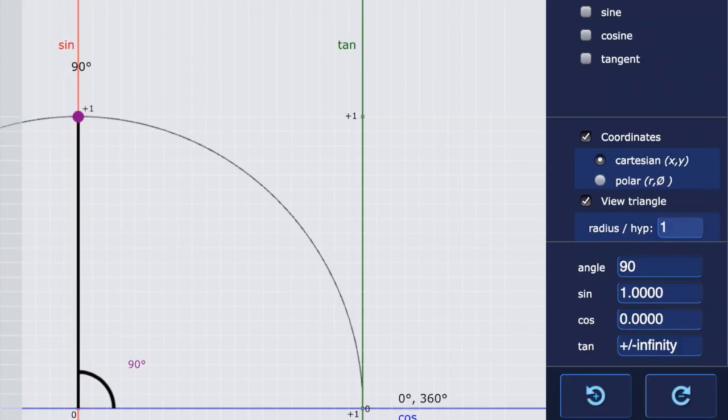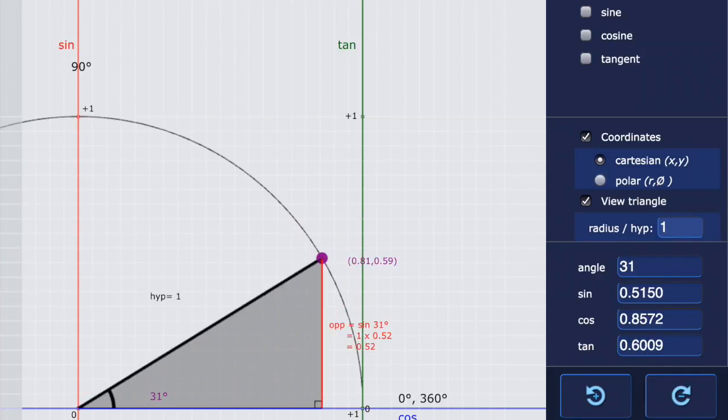So remember, cos is the x value. The x coordinate up there at 90 degrees is 0, so the cos of 90 should be 0, which is what it says on the right. The sine of 90 is 1. So that is how we use the unit circle.